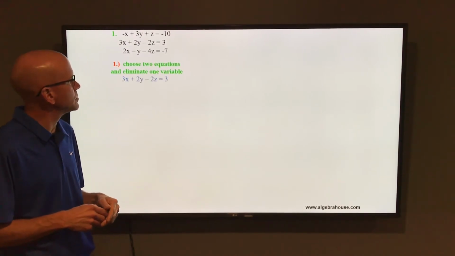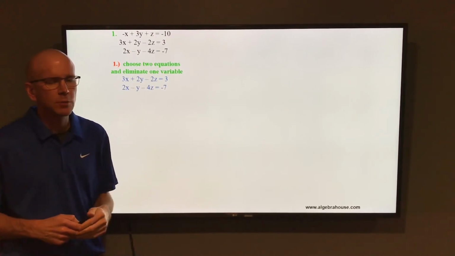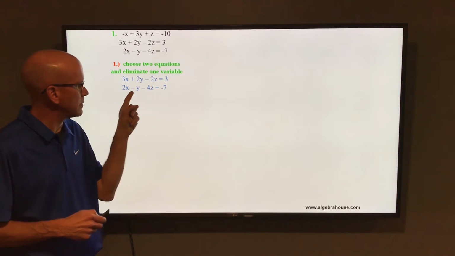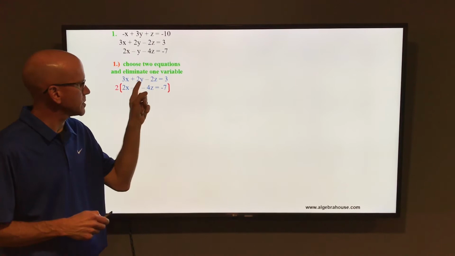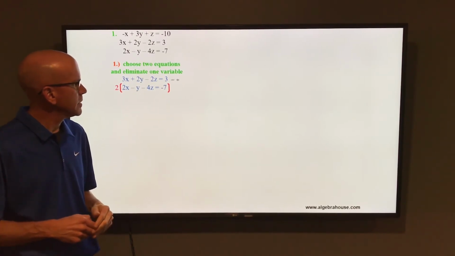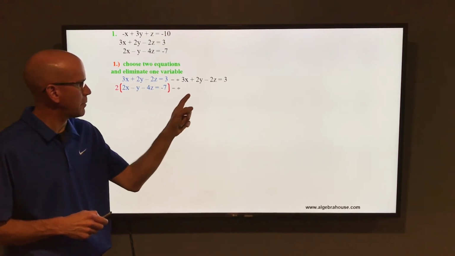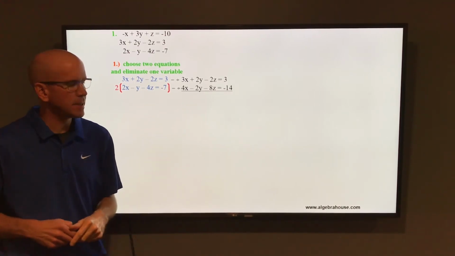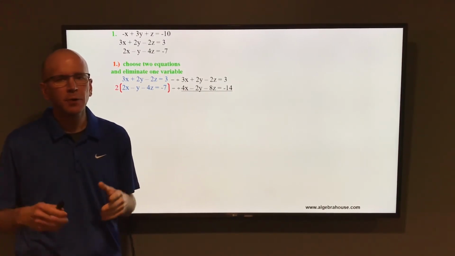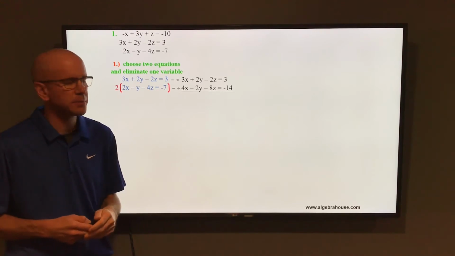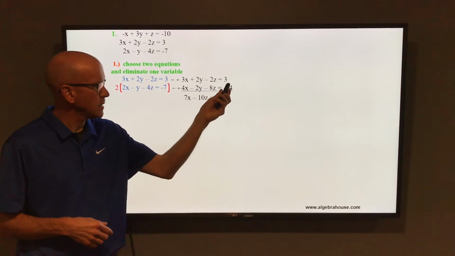For this, I'm going to choose the second and third equations and eliminate the y. To eliminate the y, I'm going to multiply that bottom equation by 2. The first equation stays the same: 3x plus 2y minus 2z equals 3. The bottom equation now becomes 4x minus 2y minus 8z equals negative 14. You can see that when I add these together, the y's will be eliminated. That's what I want to happen: I want one of the variables to disappear. When I add these together, it's 7x minus 10z equals negative 11.